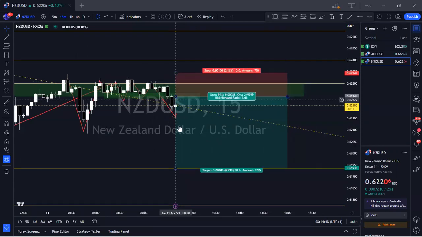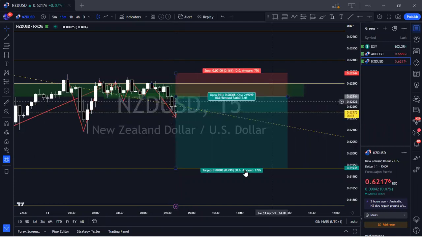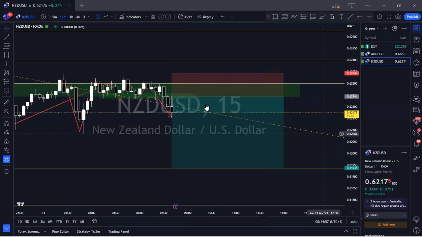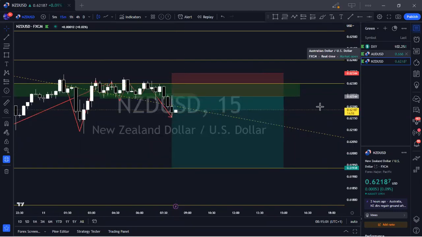Right now it's actually rejecting from there, so let's just wait and see if it will actually go back. It's actually pushing down massively right now. I'm not sure price will get back to that point again. Let's check Euro USD.